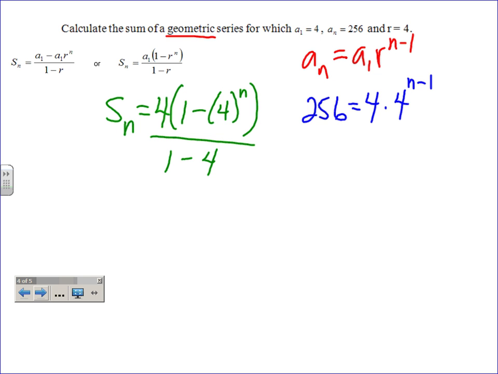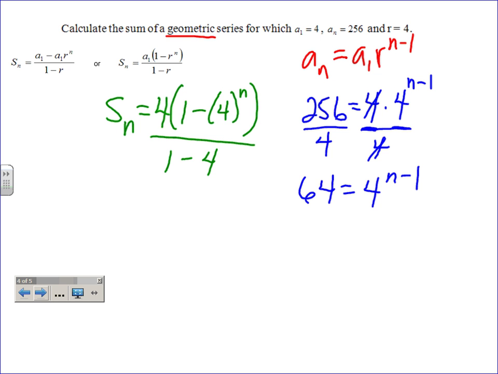Now, this first 4 is just sitting there by itself, correct? This second 4 has a power to it, so that's not good. But the first 4 we can get rid of by dividing by 4, so then those right there cancel. Divide by 4. How does that work out? Yep, 64 equals 4 to the n minus 1 power.